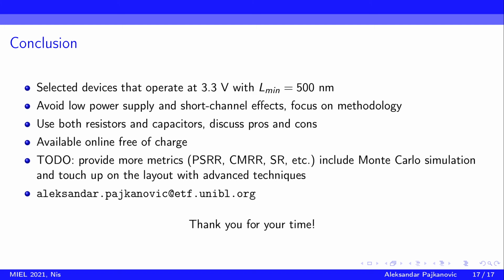In order to avoid low power supply consequences and short channel effects, we wanted to focus on methodology, and hence we have selected transistor devices that operate at pretty high voltage, 3.3 volts, that are limited to a minimum channel length of 500 nanometers. Of course, there are transistors that work at 1.8 volts and are limited to 130 nanometers. We also use resistors and capacitors in order to be able to discuss pros and cons of these passive components in the ICs. As mentioned, all the contributions are available online free of charge.